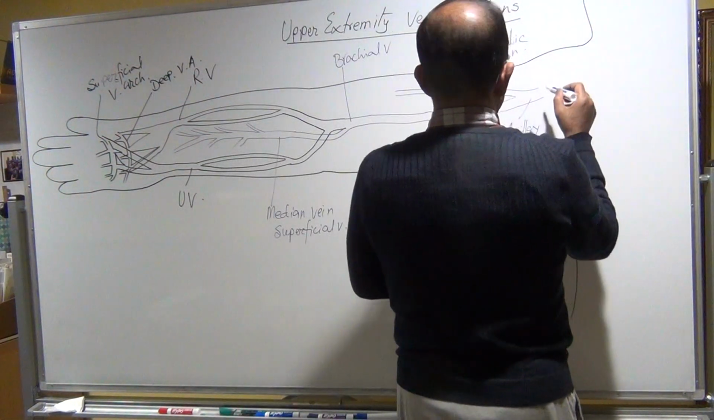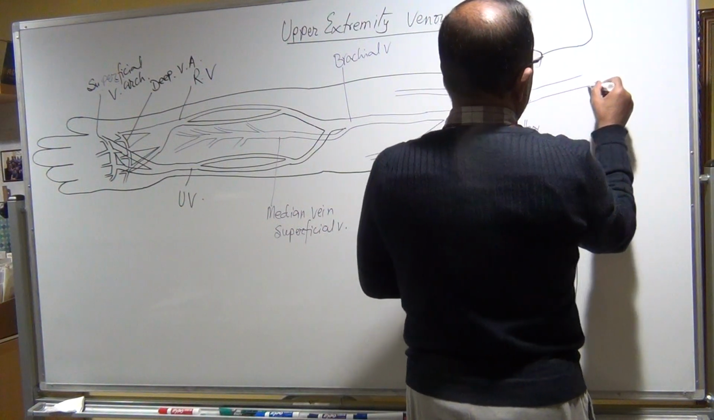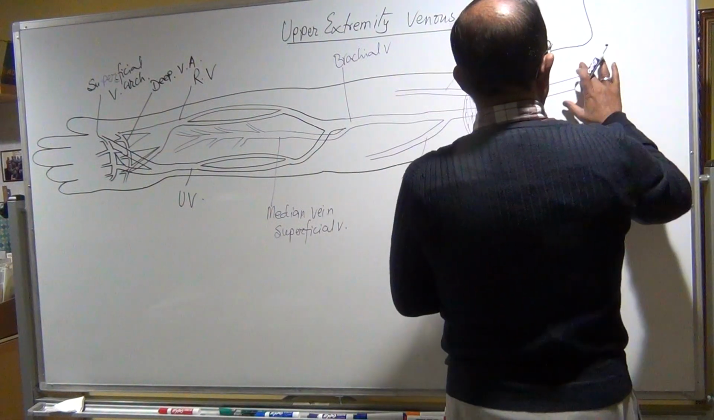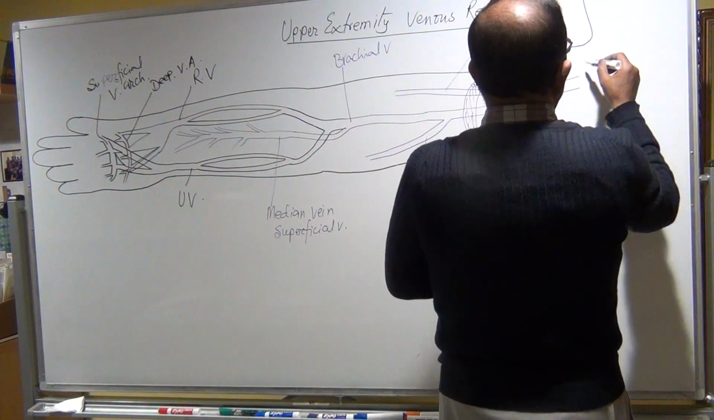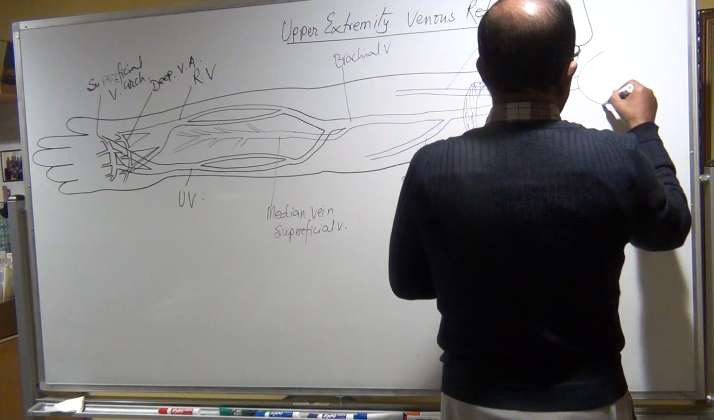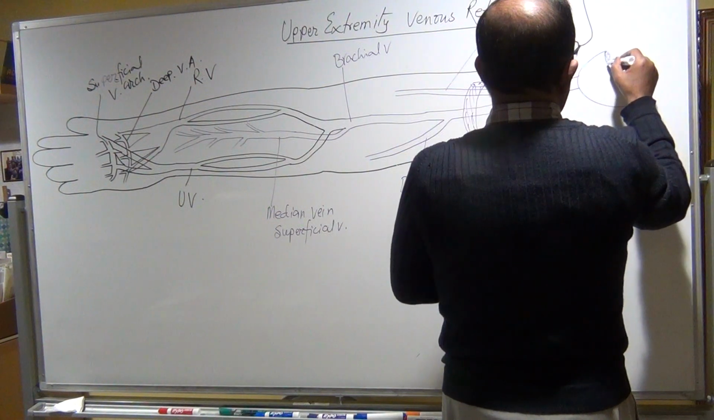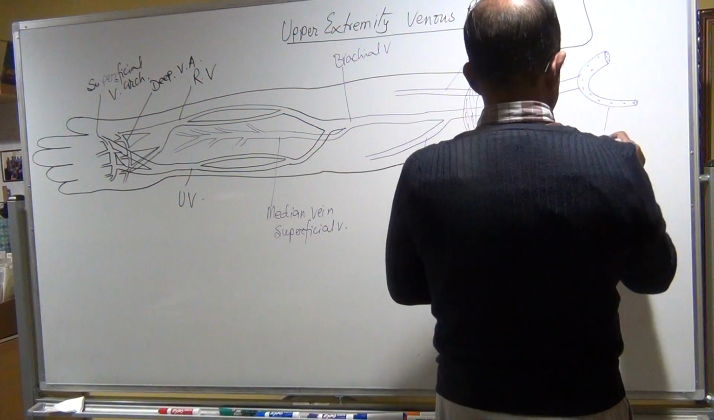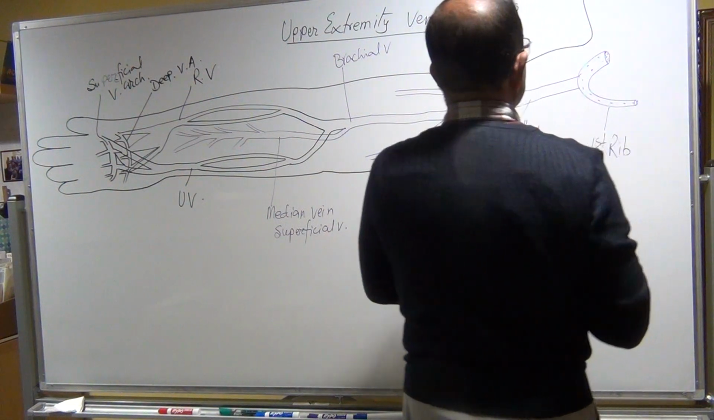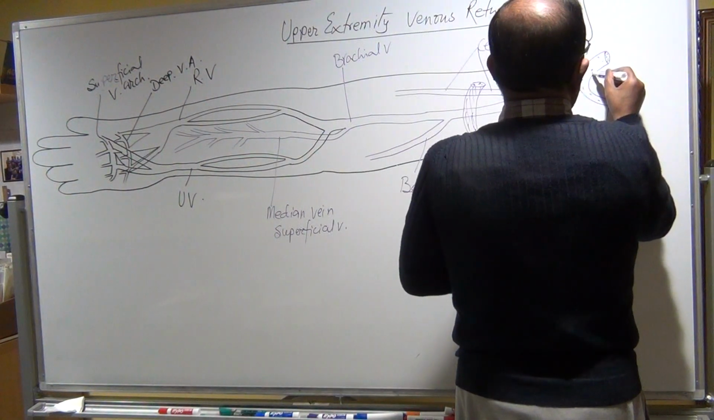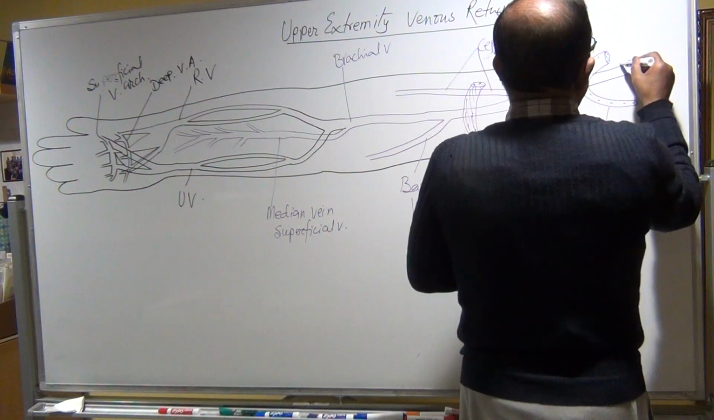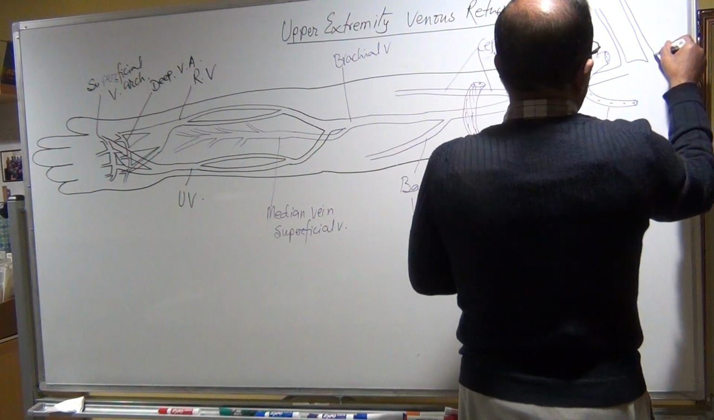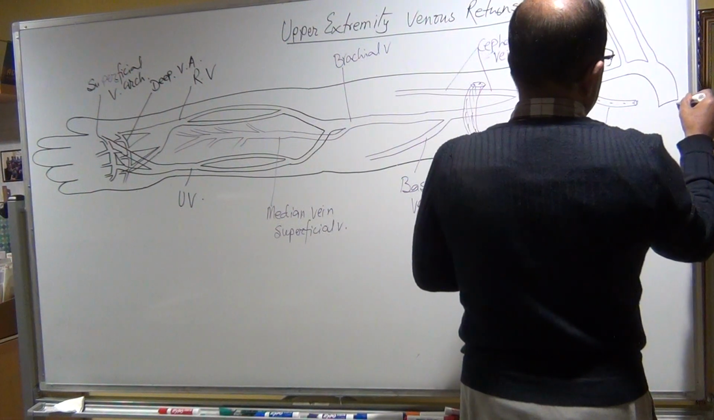This axillary vein at the outer border of the first rib, its name changes. So this is subclavian vein. Subclavian vein receives blood from the external jugular and internal jugular. Then its name is brachiocephalic vein.